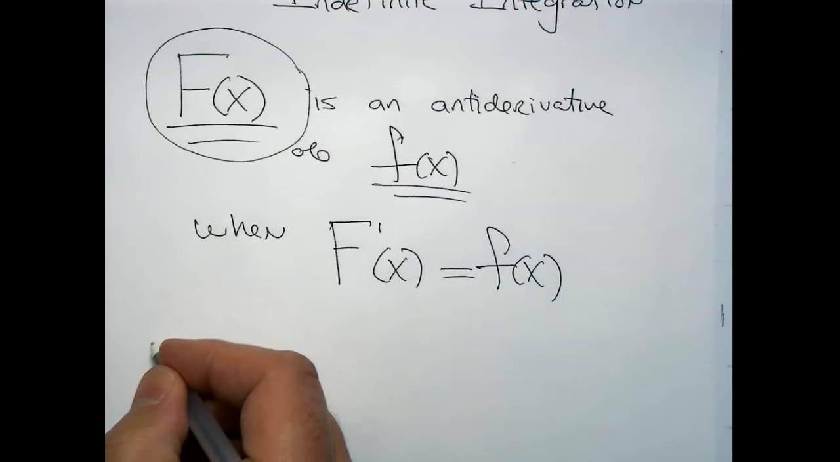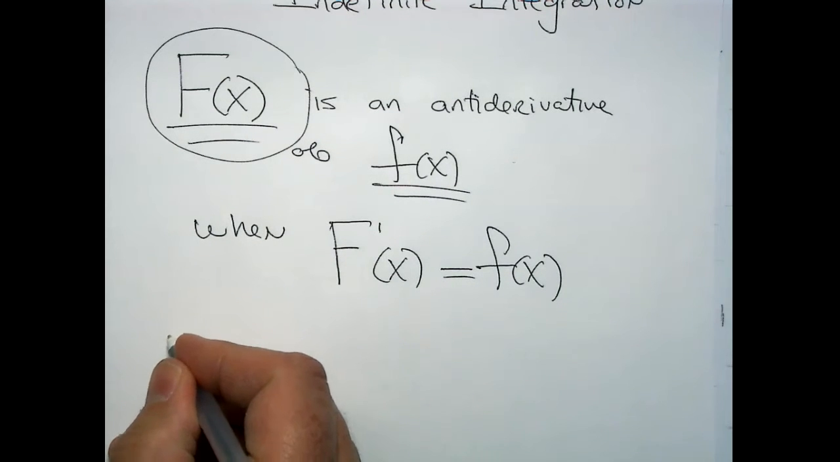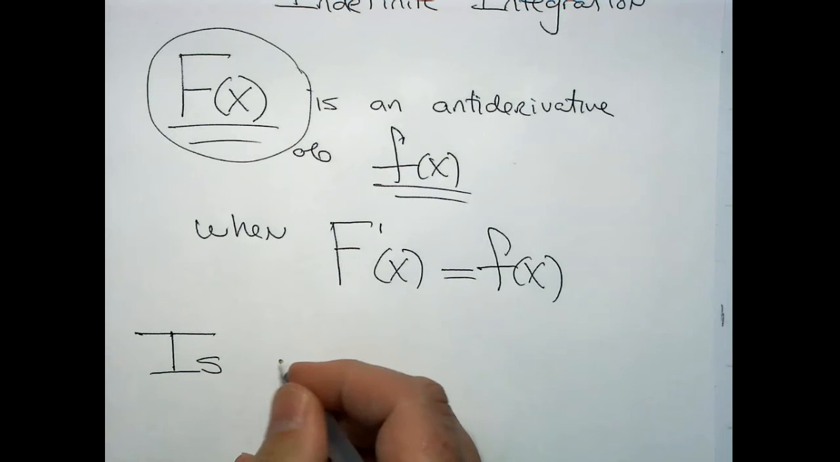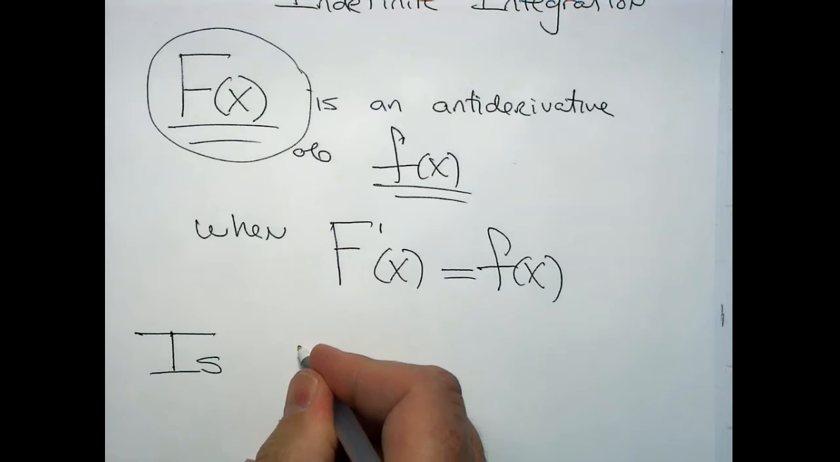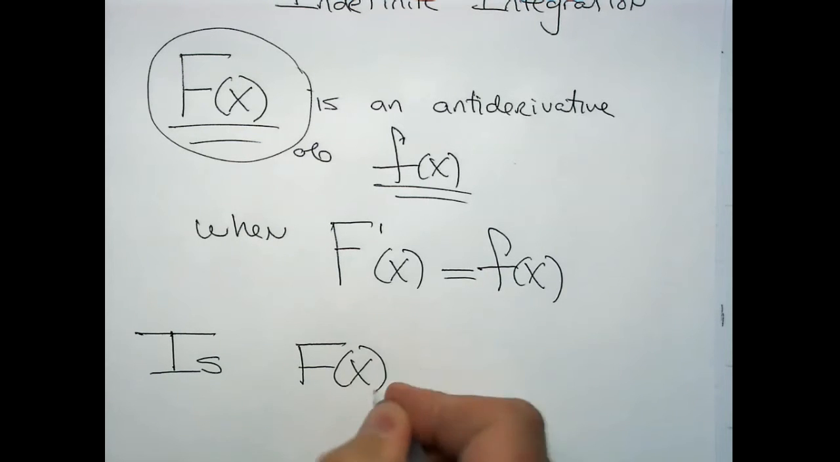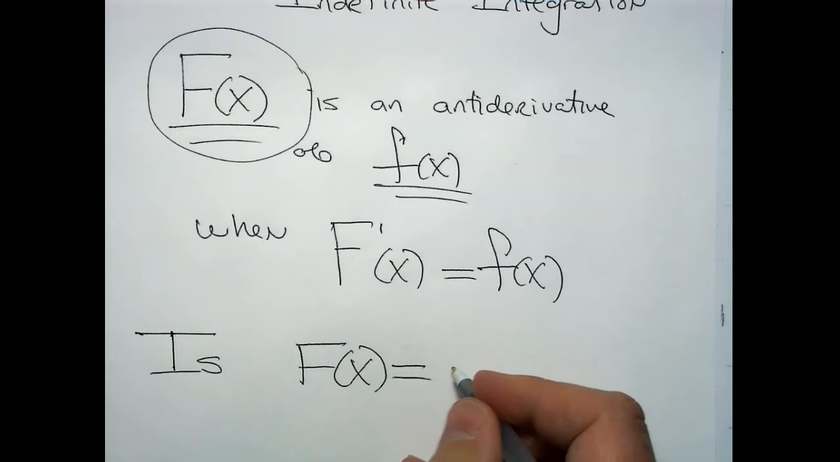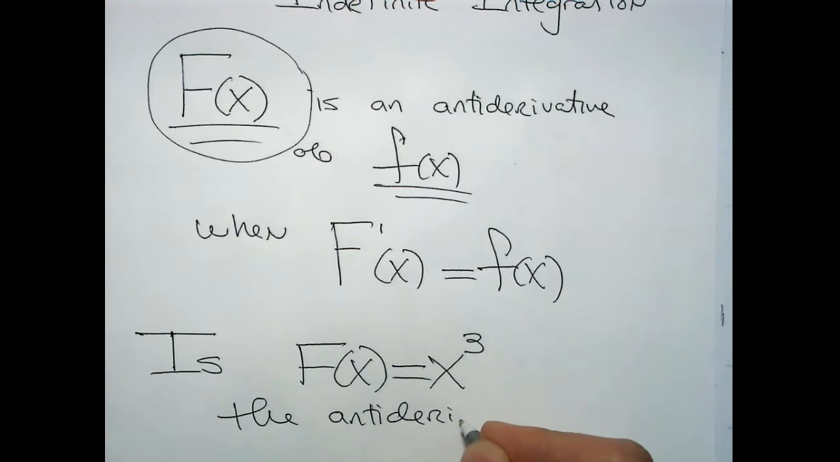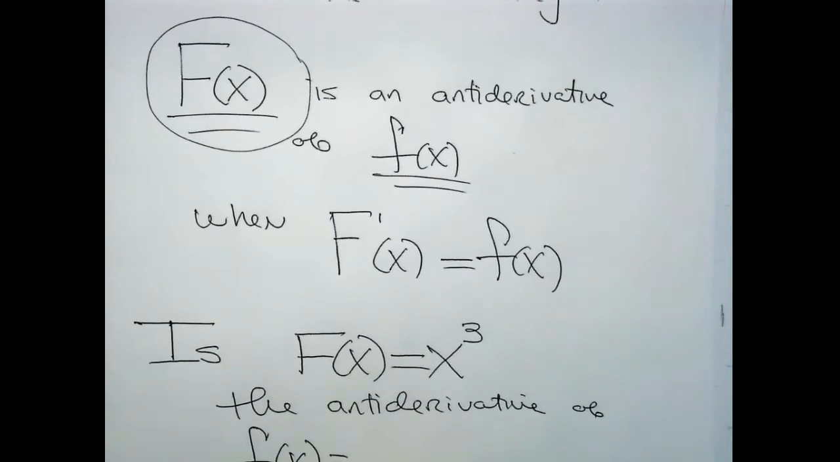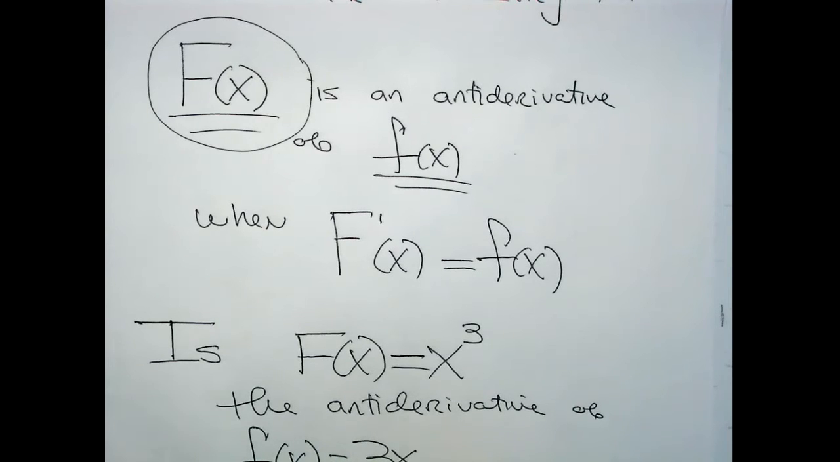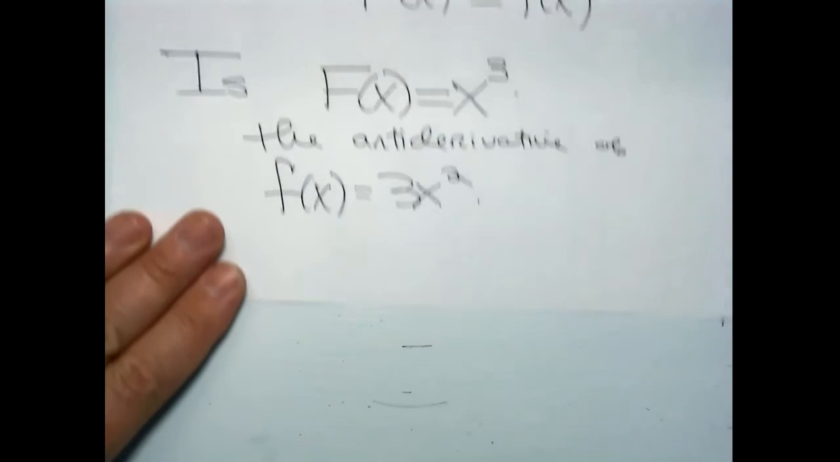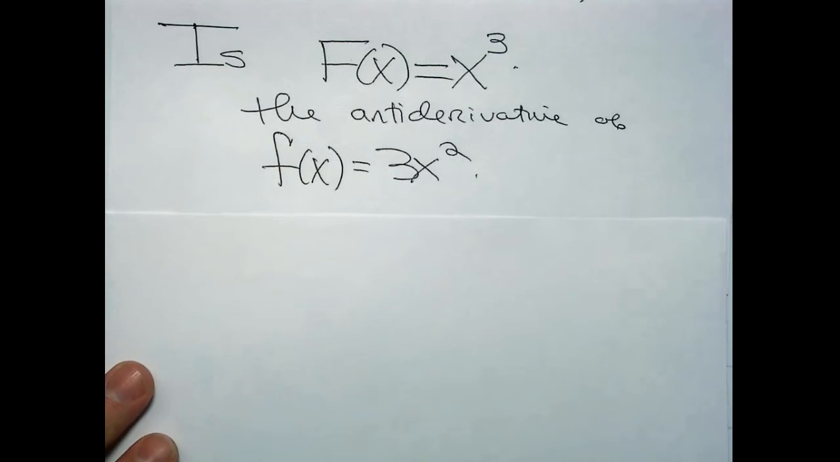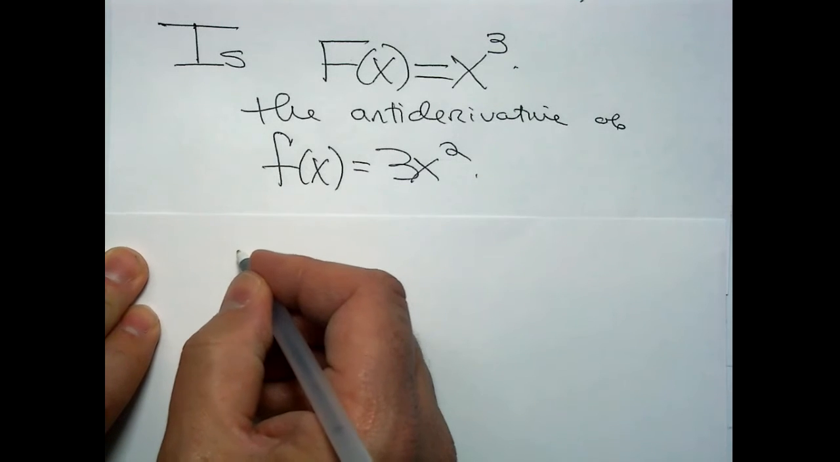Well, my question is this. Is capital F of x, which is x cubed, the antiderivative of lowercase f of x, which would be 3x squared? So we have two functions, and I'd like to discover whether or not capital F of x is really the antiderivative. Well, the proof is to do this.